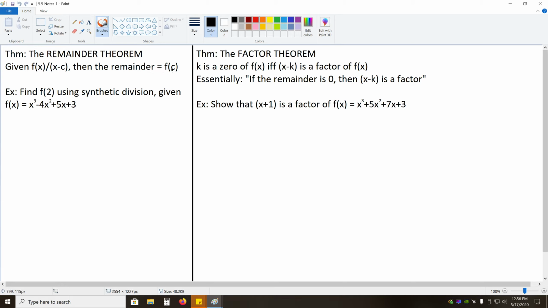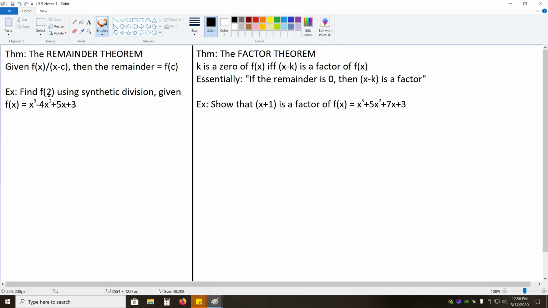So this tells us essentially we could evaluate a function for a certain value like f of 5 by, instead of plugging 5 into the function, we could use synthetic division and look at the remainder. And that would be the same thing as if we plugged that value into the function. So let's go ahead and try an example with this.